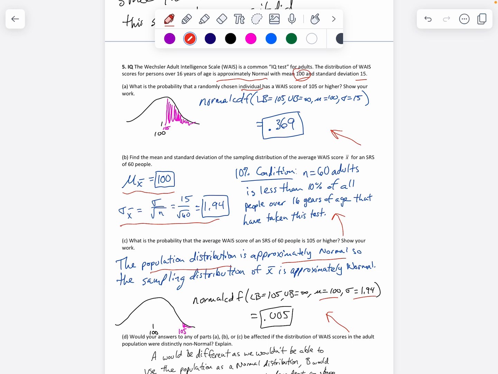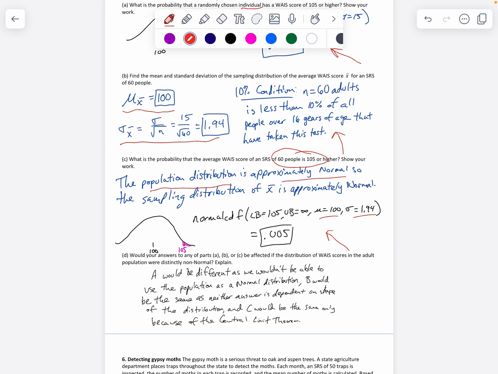And it's very unlikely, given the parameters of this problem, to find 60 people that go 105 or more, because you're going to find some people that may be smart in their own way, right? But they don't do well on this test. So they're going to bring the average down. And even if you have a genius in there, you have some people that maybe aren't as smart, the average drops down, okay?